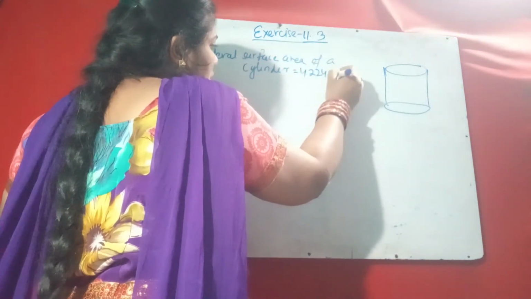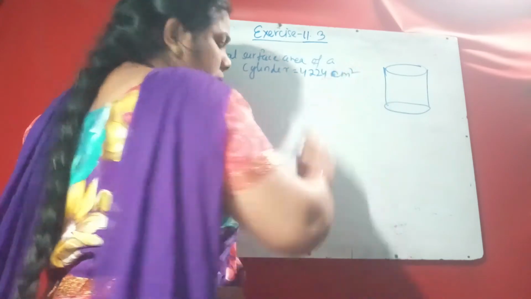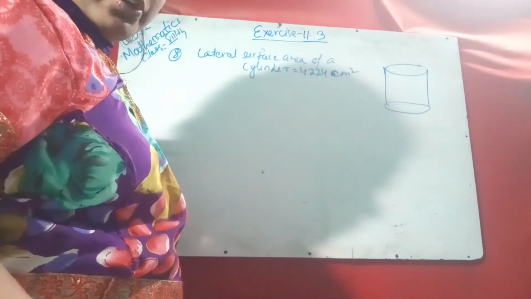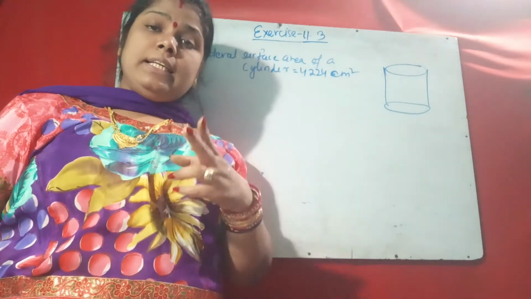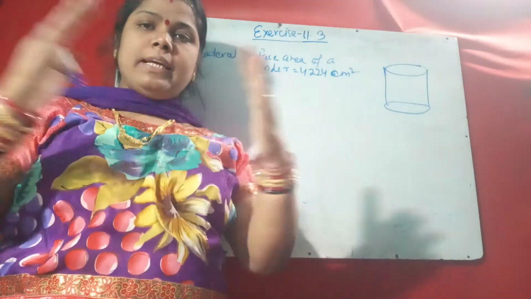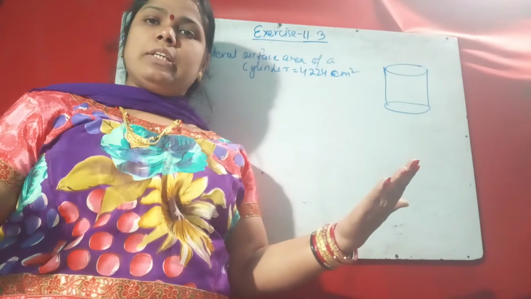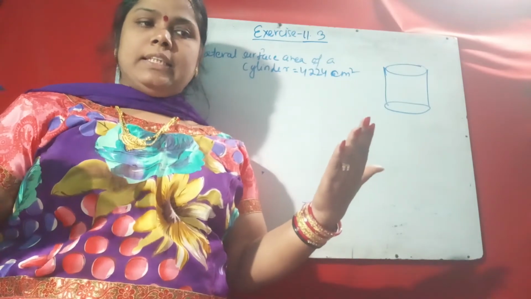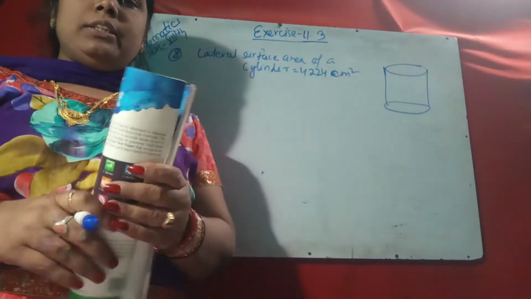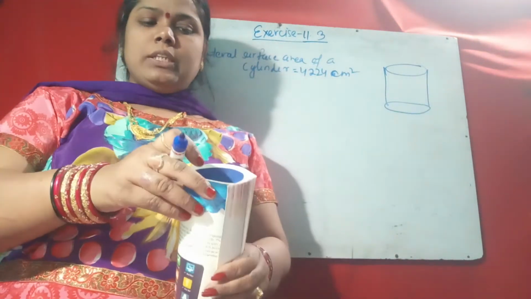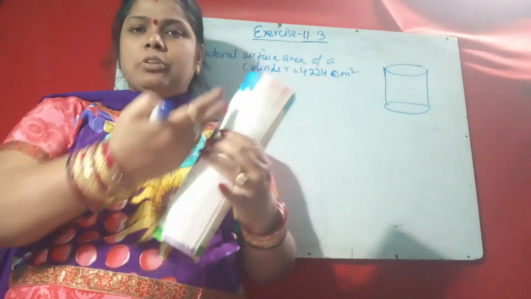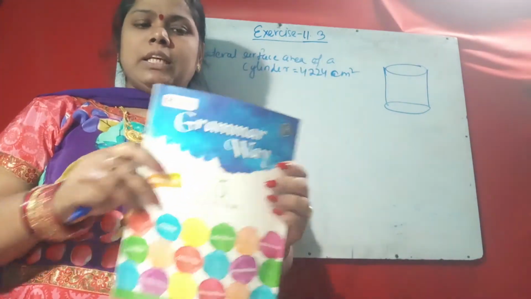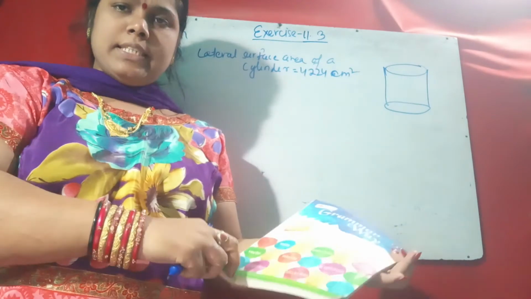4224 centimeters square, the lateral surface area of the cylinder. The cylinder is cut and made into a rectangular sheet. Suppose it is a hollow cylinder, top and bottom open. When you cut it, you get a rectangular sheet.